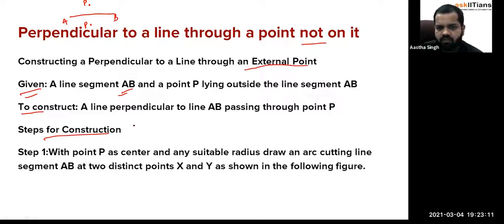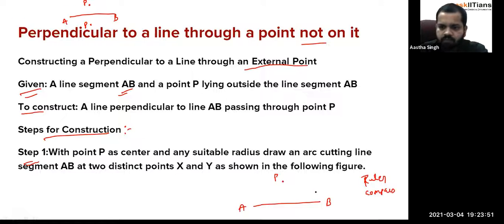Steps of construction: with point P as center and any suitable radius, draw an arc cutting the line segment AB at two distinct points X and Y, as shown in the figure. If this is a line AB and you are given any external point P, you have to draw a perpendicular with the help of just your ruler, pencil, and your compass.